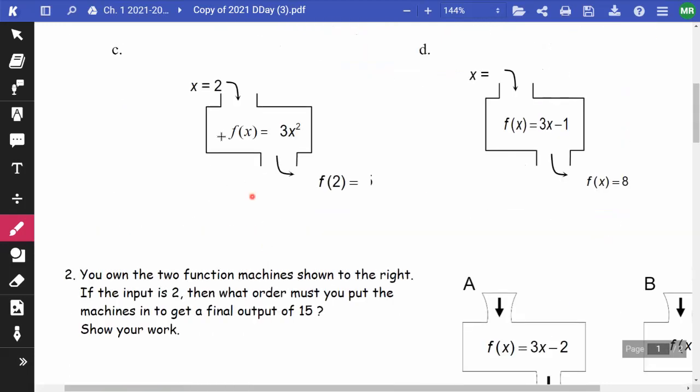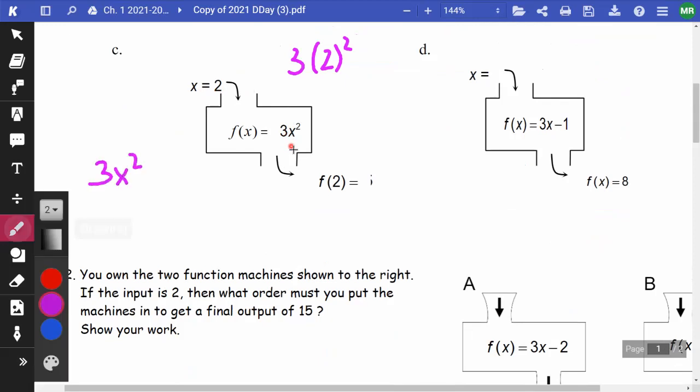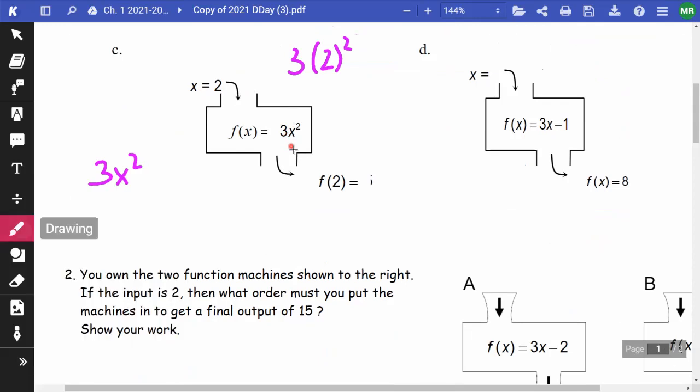Now on C, we're putting a 2 in for our input. It's going to go right here for my X, so we want to find F of 2. So I'm going to go 3 times 2 squared. And you have to be careful to understand the difference between what they gave us, which is 3x squared, and what I'm going to write in blue. 3x, the quantity being squared.